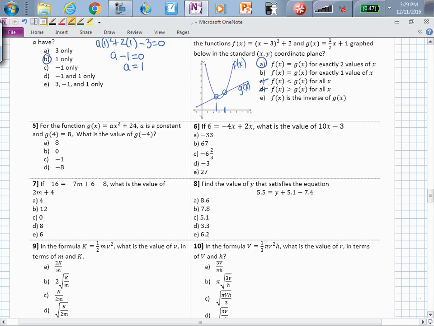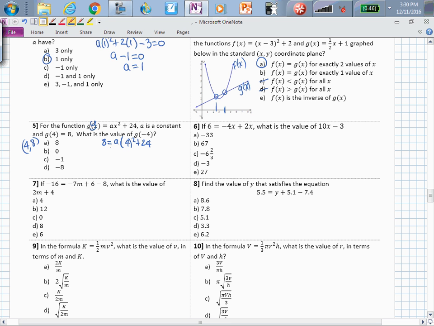5. For the function g of x equals ax squared plus 24, a is a constant, and g of 4 equals 8. What's the value of g of negative 4? Okay, so don't let this mess you up. This here is saying that x is 4 and y is 8. That's what this means. g of 4 is g of x, so x is 4, and the answer is 8. We'll come to that in just a minute. So we're going to use this in the equation first. 8 equals, because that's your y, a times 4 squared plus 24.